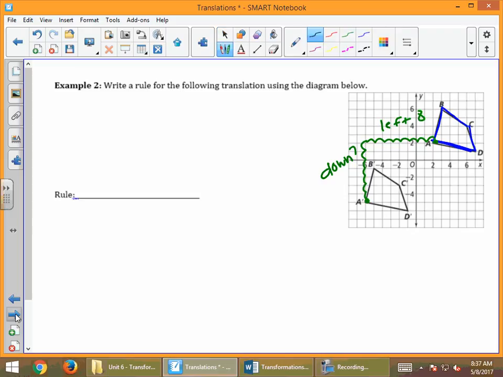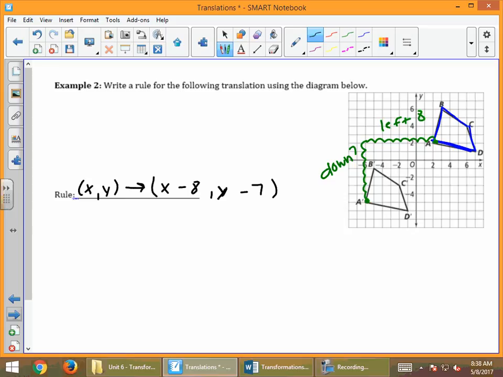So to write a rule, again, there's 2 ways to write one. This is kind of one you'll see: (x, y) with the arrow. We always move the x's first and then we move the y. So I'm going to fill in an empty rule. We went left 8. So whenever you move left, that's always negative. So that would be x minus 8. We went down 7. Whenever you go down, that's negative. So it would be minus 7.